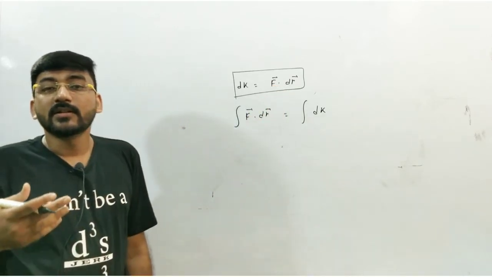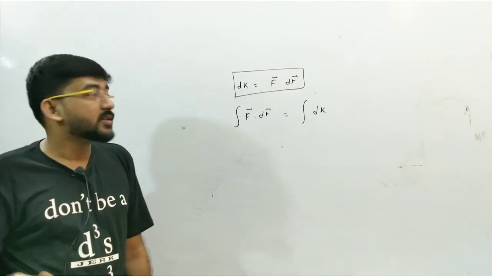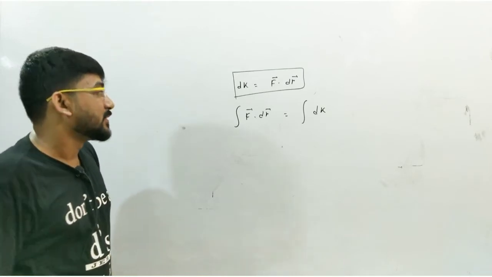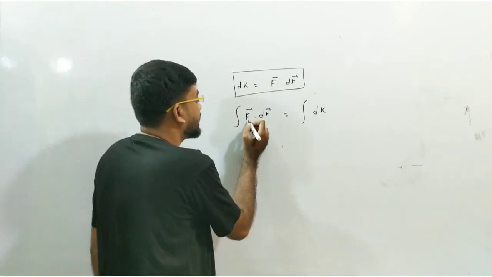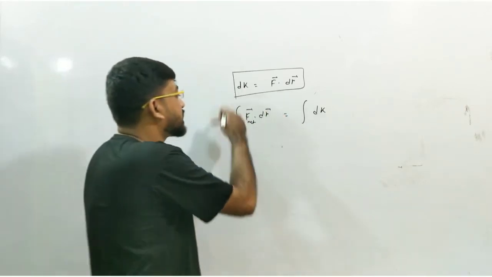And this f will be f net also. If instead of one force there are many forces acting on the system, then instead of f we can write f net. So in that case it will be f net dot dr. This expression is known as W.